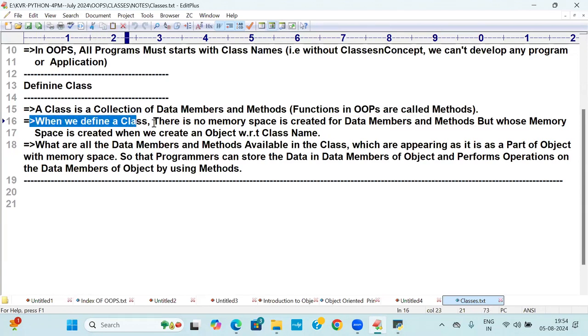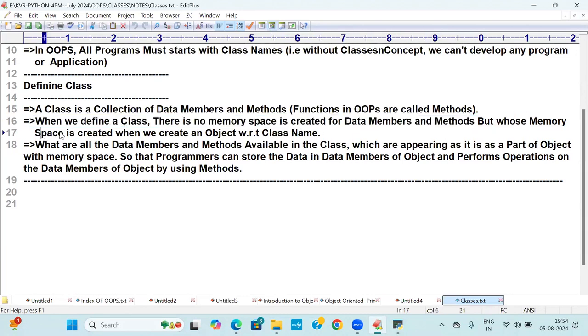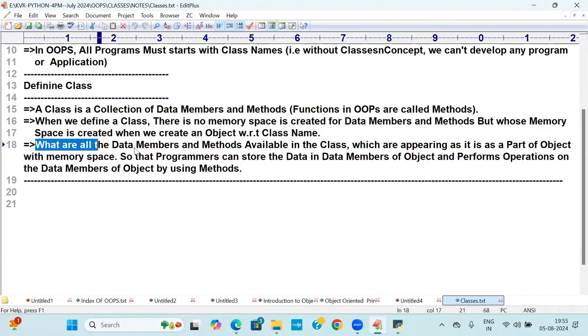When we define a class, no memory space is created for data members and methods. But whose memory space is created when we create an object with respect to the class? Class will exist how many times? One time. Objects I can create any number, no? L1, L2, L3, L4. All of them are objects of what? The list class only.